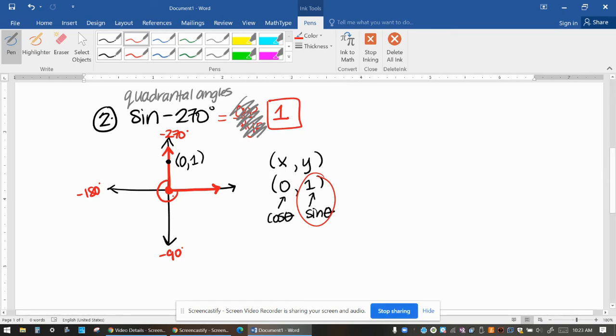Again, we could not draw a special right triangle of 30, 60, 90, 45, 45, 90 because quadrantal angles do not have a reference angle.